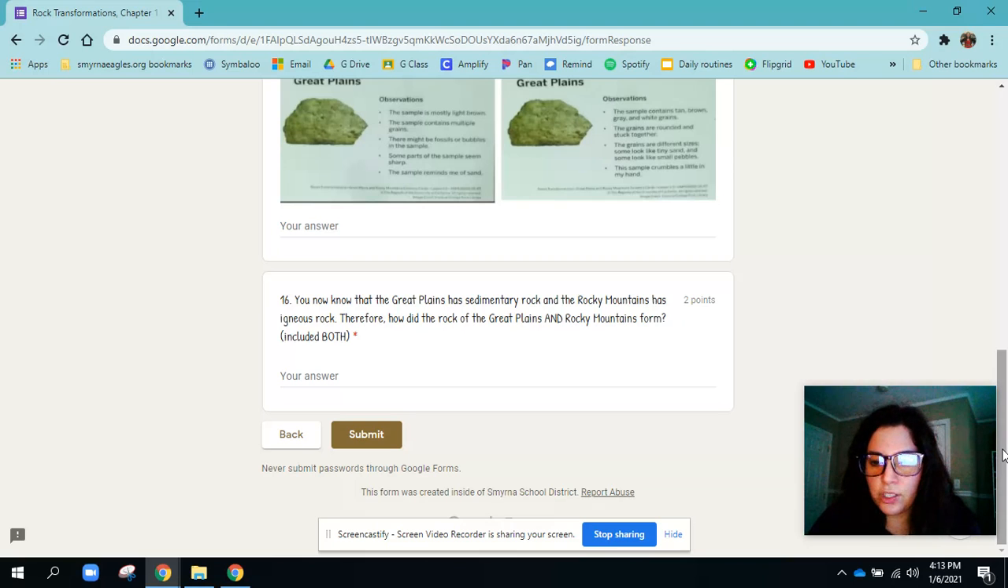And the last question, number 16. You now know that the Great Plains has sedimentary rock, and the Rocky Mountains has igneous rock. Therefore, how did the rock of the Great Plains and the Rocky Mountains form? Please include an answer for both of these. So how did the rock of the Great Plains form? And then tell me, how did the rock of the Rocky Mountains form?